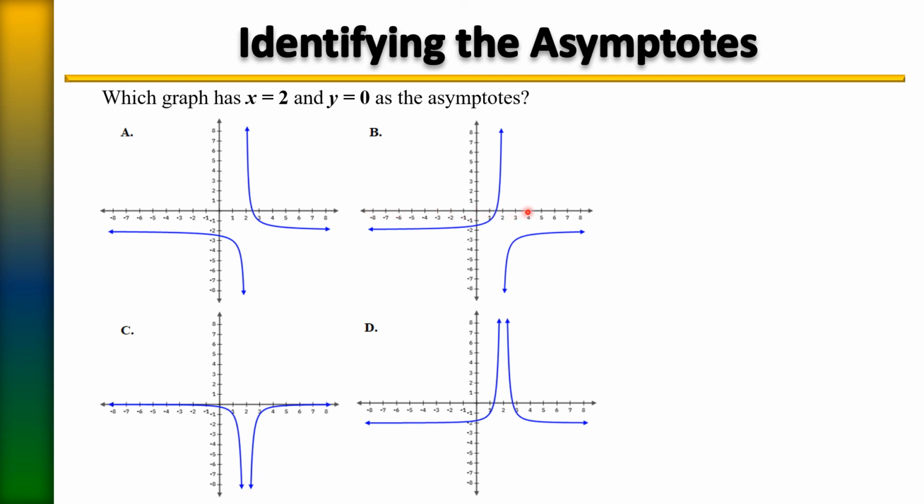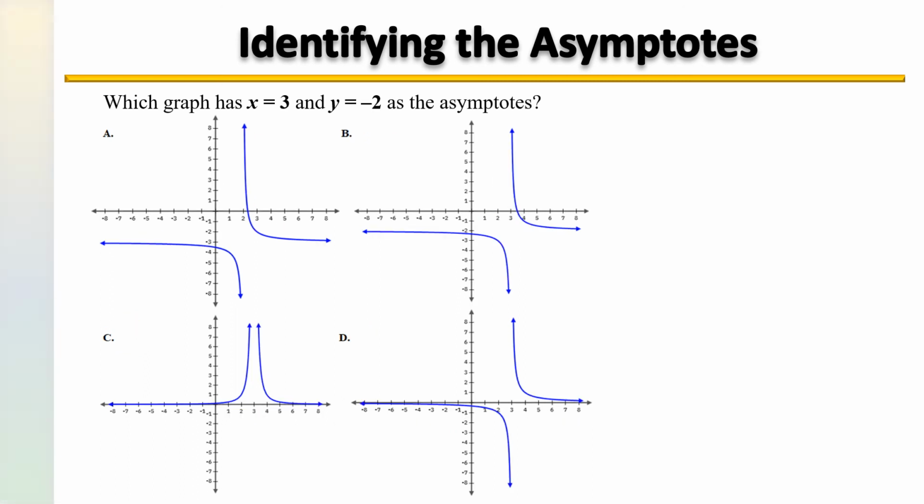Neither B. But at C, it does look like we have a horizontal line there at 0. So again, choice C would be the choice because it has a vertical line passing through the x-axis at 2, and it has a horizontal line passing through the y-axis at 0. So therefore, it is choice C.